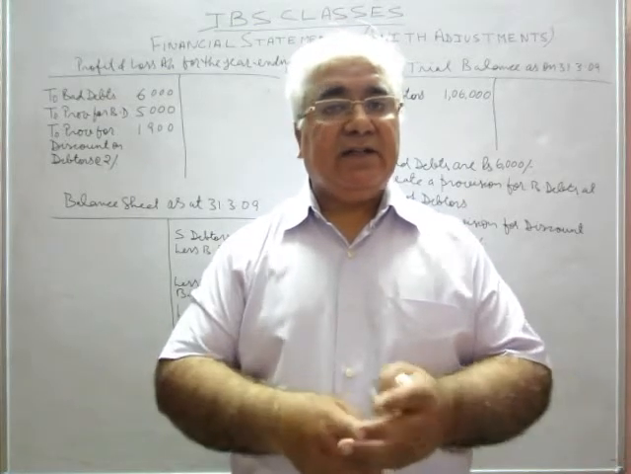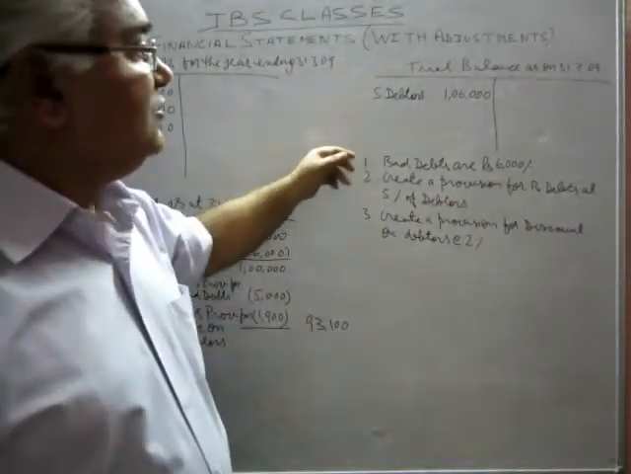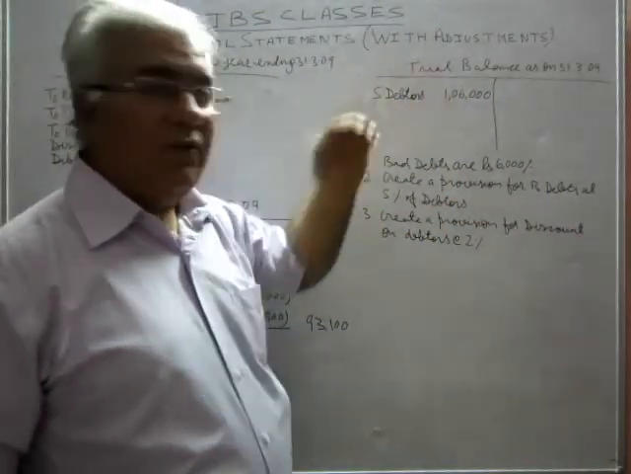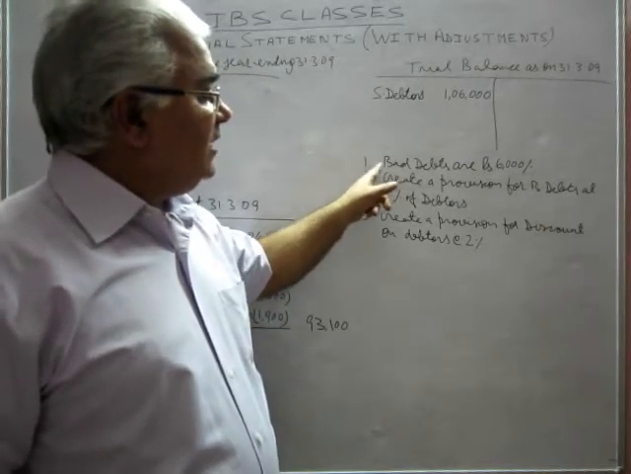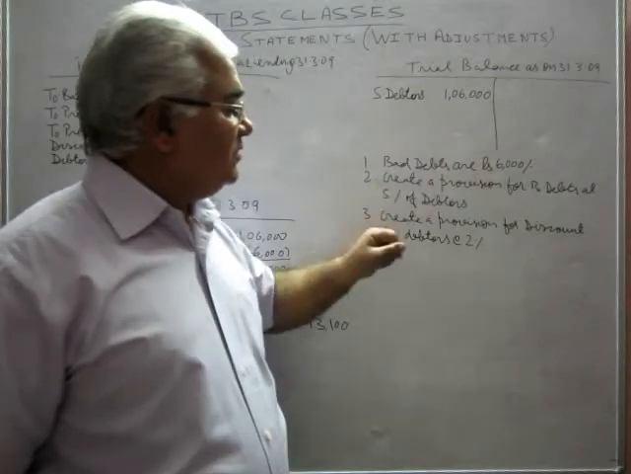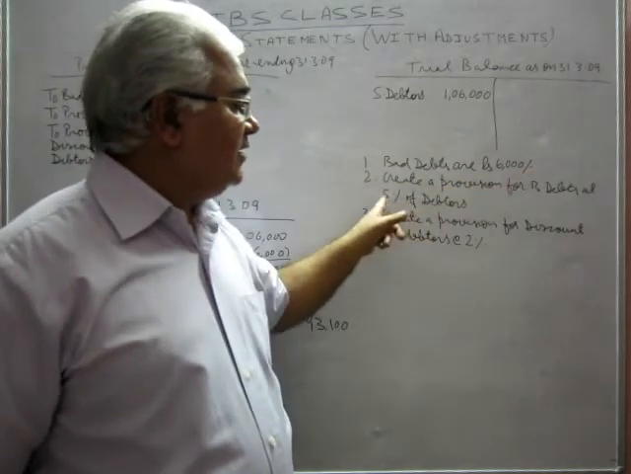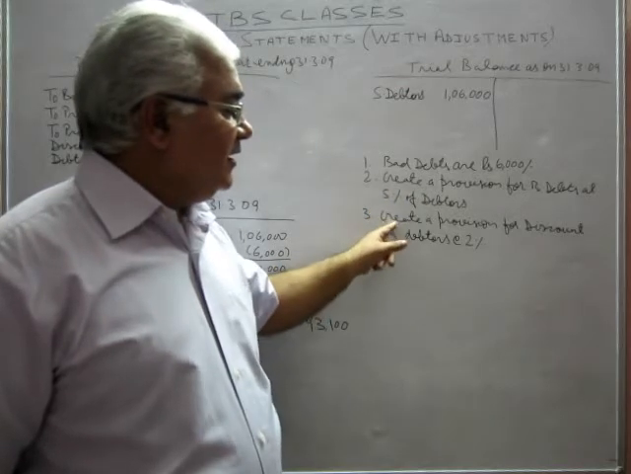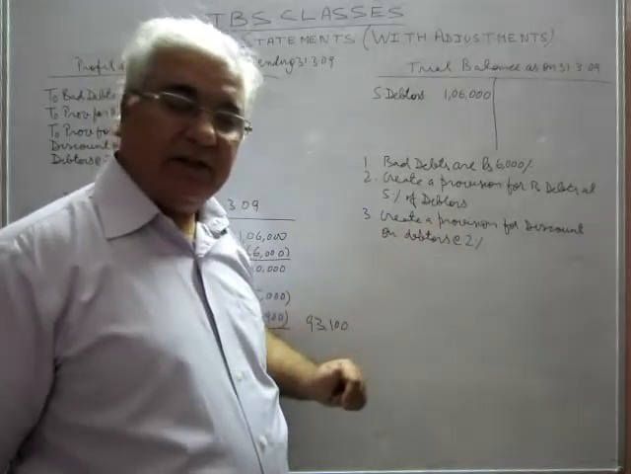Okay, let us understand the whole thing with the help of this example. In the trial balance, you are given sundry debtors worth 1,06,000, and in adjustments you are told that bad debts are 6,000. You are told to create a provision for bad debts at the rate of 5% of debtors. Create a provision for discount on debtors at the rate of 2%.